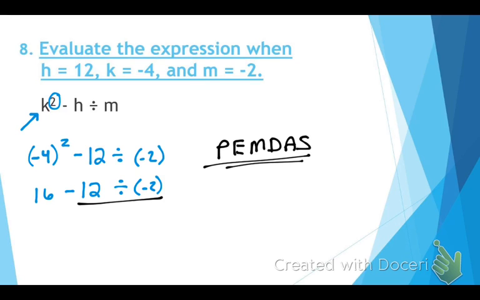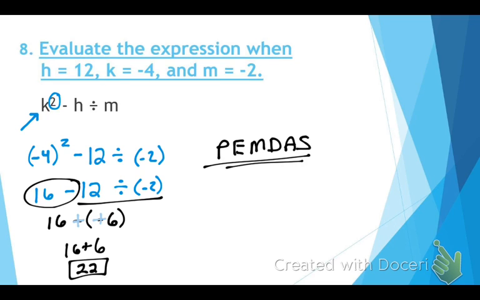What is 12 divided by -2? -6. Then you have to bring this down. 16 minus -6. What do you see there, guys? A double negative. So this becomes a positive, and we turn our answer to 16 plus 6. The only person with the correct answer was Hunter.